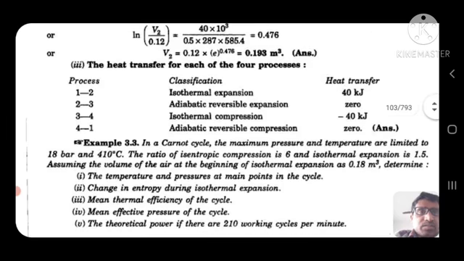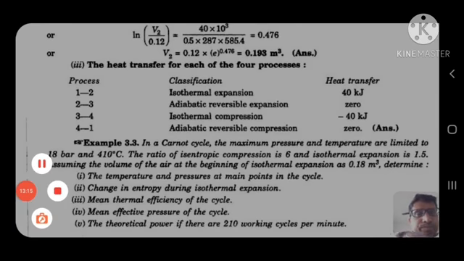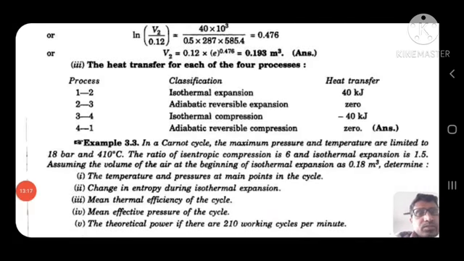The heat transfer for each of the four processes: first one is 1 to 2, isothermal expansion; 2 to 3, adiabatic reversible expansion; 3 to 4, isothermal compression; 4 to 1, adiabatic reversible compression, 0.